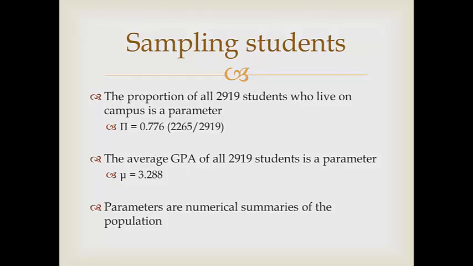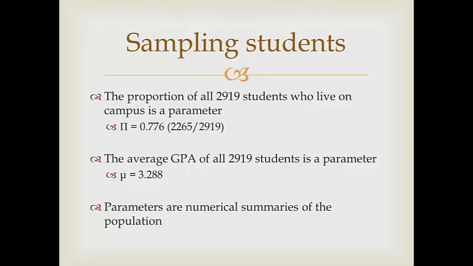Now contrast this with the parameter. The proportion of all 2,919 students who live on campus is a parameter. We denote the parameter with the Greek letter pi. In this case, if we looked at all the students and we found out that 2,265 of them live on campus, the parameter would be that 77.6% of students live on campus.